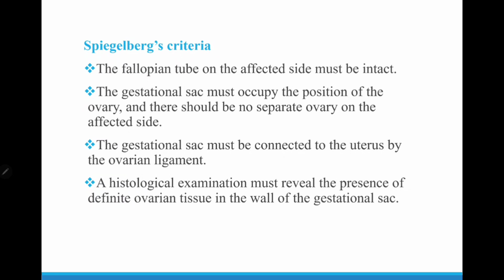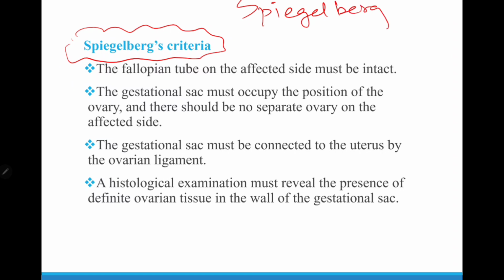Now moving on to a special criteria in ovarian pregnancy. For abdominal pregnancy, the criteria was Studdiford's criteria. Now for ovarian pregnancy, you have a special criteria known as Spiegelberg criteria. So what is Spiegelberg's criteria?